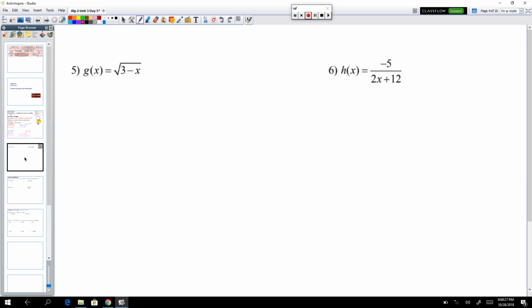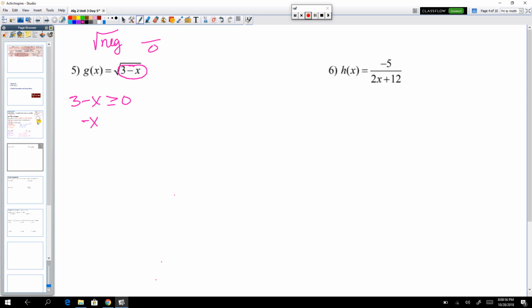Think to yourself about number 5. What rule can we possibly break? Again, the two rules we need to check for are square root of a negative or dividing by 0. Which of those two rules could we possibly break? Hopefully you said the square root of a negative is the rule that we need to avoid. And to avoid that, to make sure that this is always positive and not negative, we're going to say this has to be greater than or equal to 0.